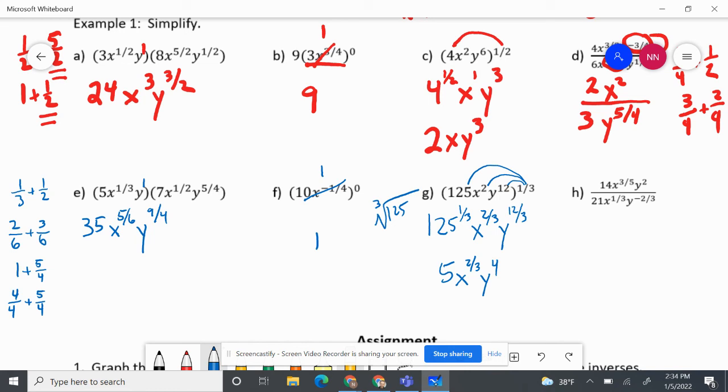And then for the last one, 14 over 21, we can divide it by 7, so that would be 2 over 3. We subtract the 3/5 and the 1/3, and they have a common denominator of 15. So this would be 9, this would be 5. So that would be 4/15. Notice that there's more on the top, so I keep the x on the top.